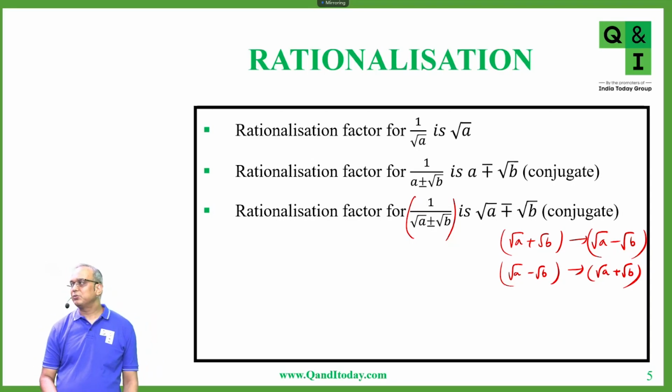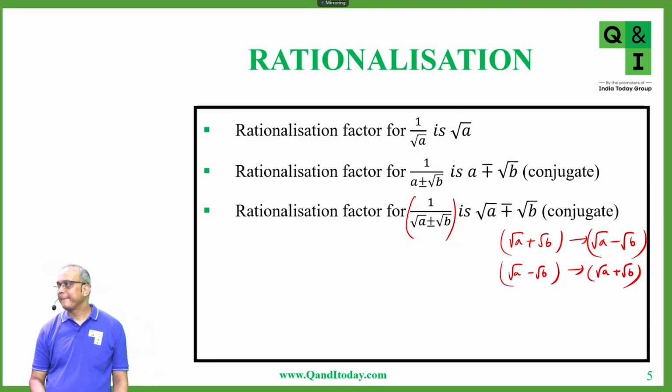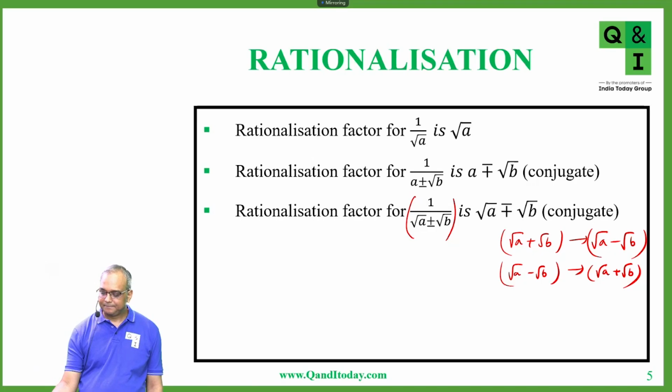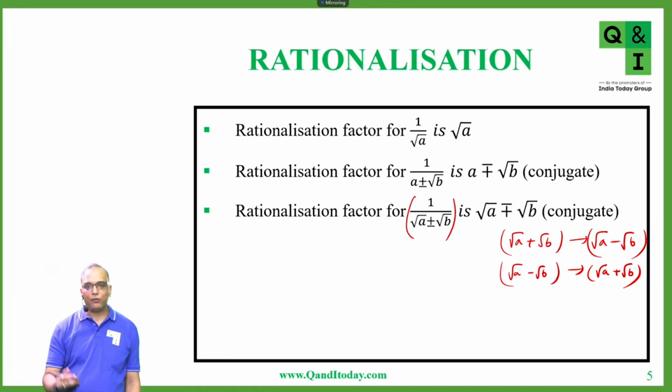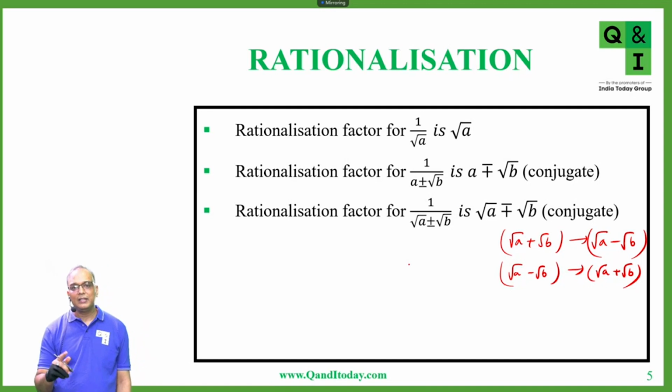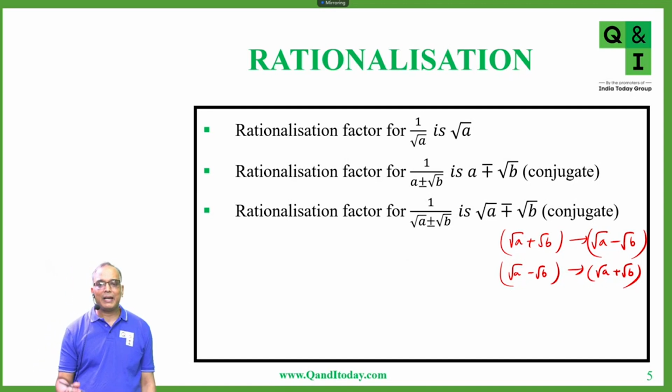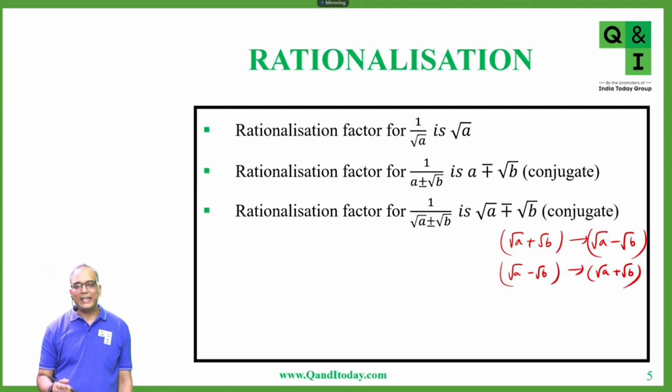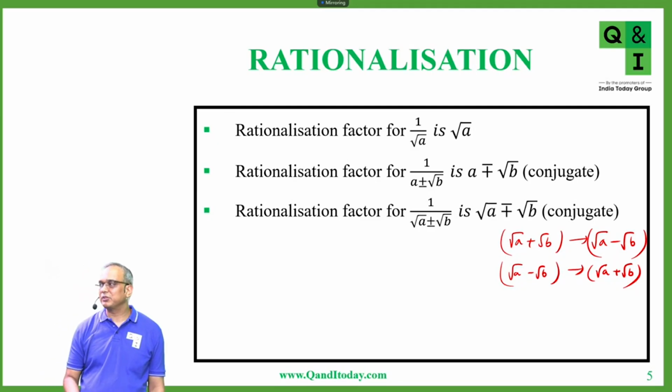Is this clear, students? Okay. So please quickly note this down. The rationalization factor of 1 by root a is root a. Rationalization factor of 1 by a plus minus root b is a minus plus root b, with the sign opposite. And rationalization factor for 1 by root a plus minus root b is root a minus plus root b. The sign becomes opposite.